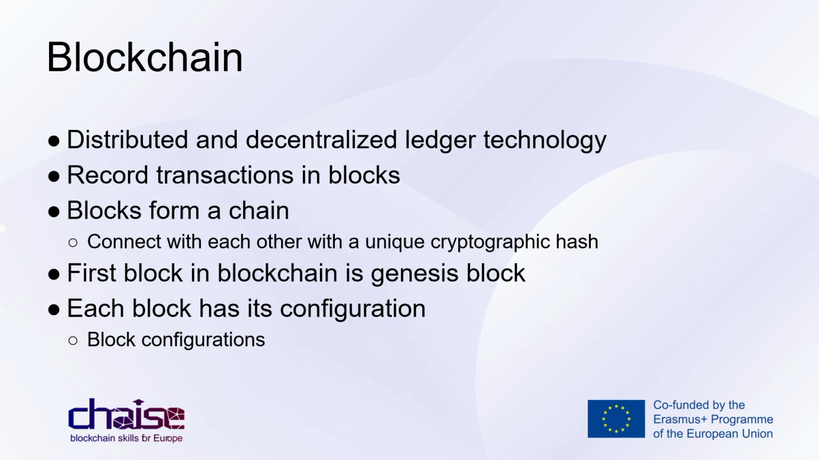The first block in a blockchain is called the Genesis block, and every block has a header and a body, which are called block configurations or block settings. If you go to block explorers, you can find the first block in the Bitcoin blockchain, and you will see that it was created 14 years ago and it has only one transaction, which belongs to the reward of 50 Bitcoins.